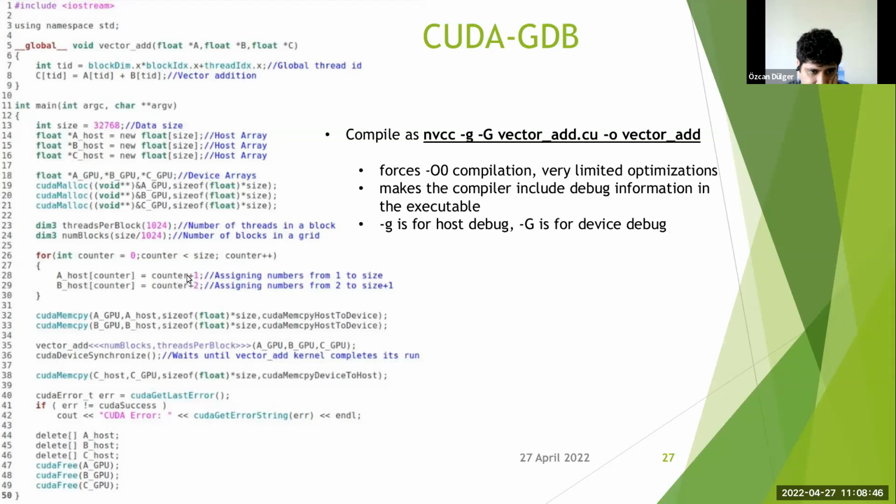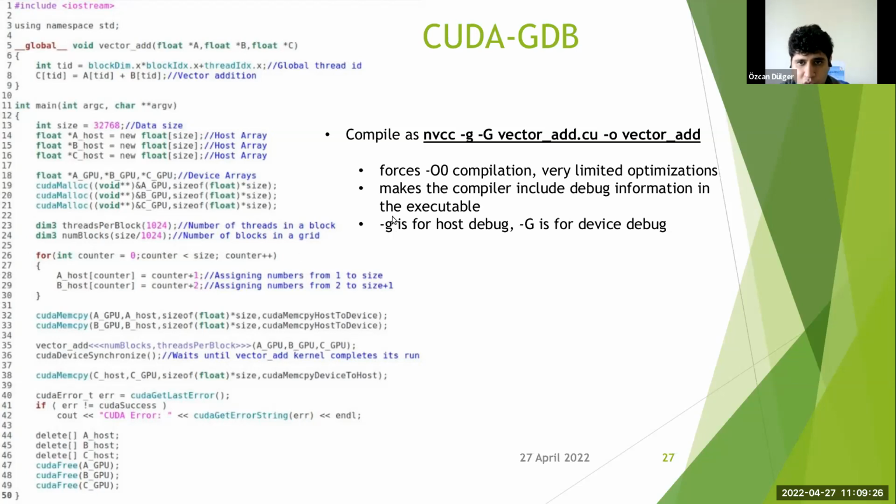For the A array, values start from 1 up to the size. For the B array, values start from 2 up to the size plus 1. Then we copy the contents of the host arrays to the GPU arrays. Then we call our vector add kernel, and then call cudaDeviceSynchronize, and then we copy the output of the C array to the host array, C host, and we check the error. We perform the error checking here.